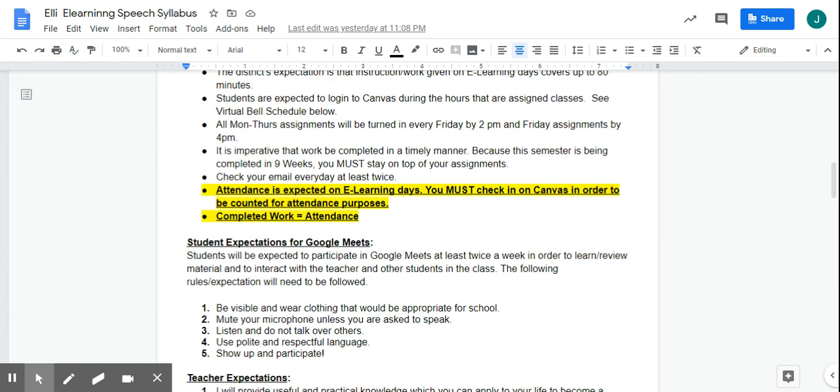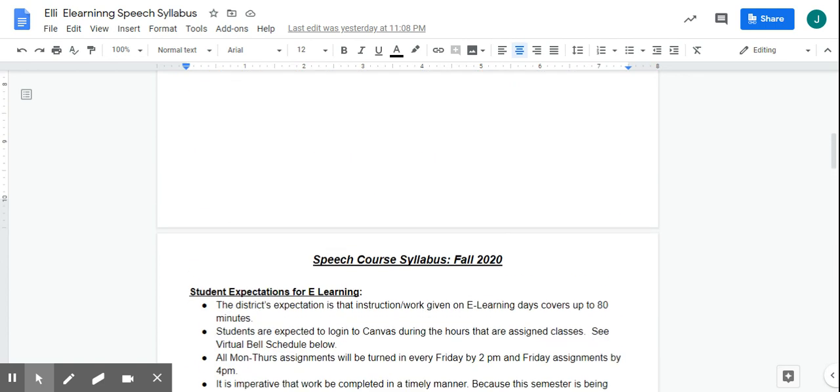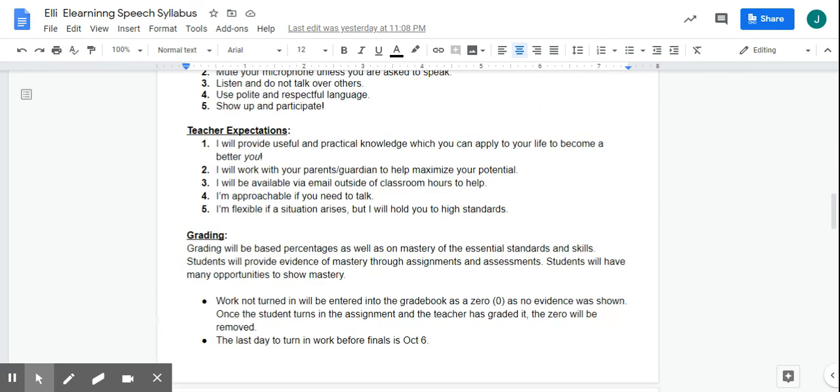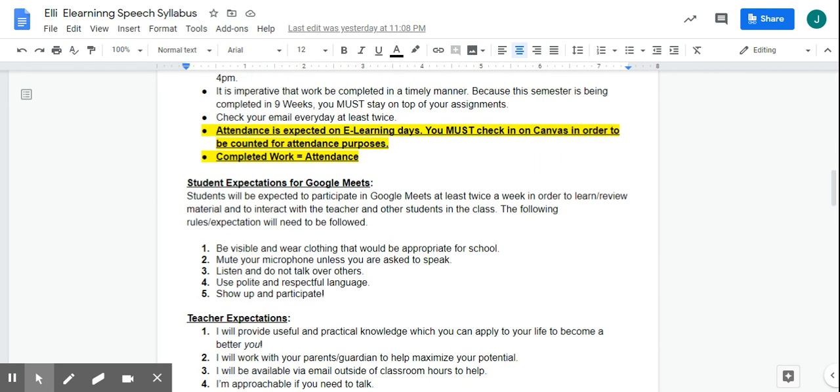Okay, as I said earlier, we're going to have a Google Meet tomorrow, and I'll be sending that link to you a little bit later on. So if you click on my Bitmoji classroom on the clock, no, not the clock. The clock is the virtual schedule. So if you click on the laptop, you can see the expectations for Google Meets.